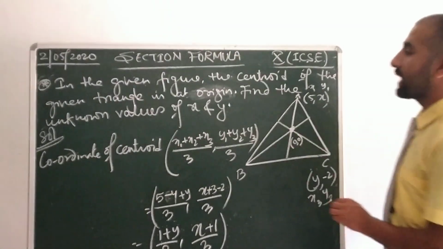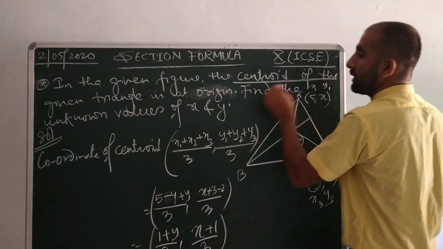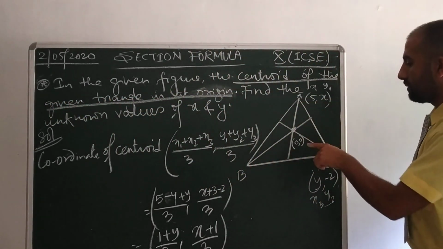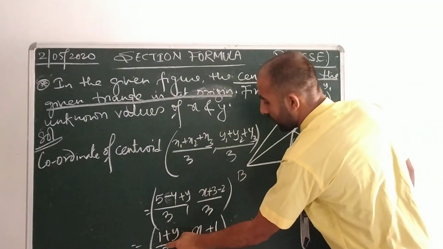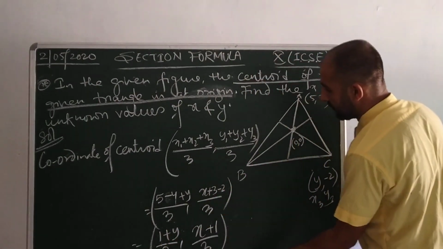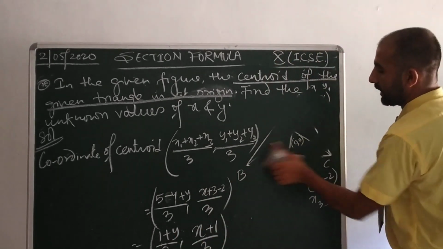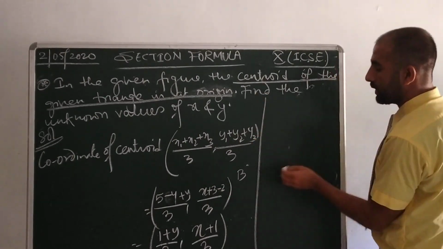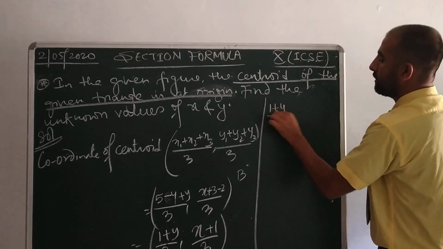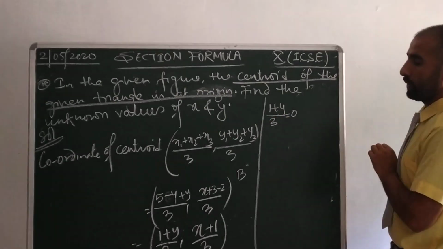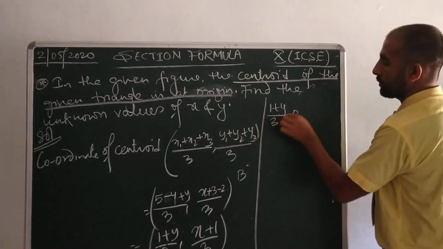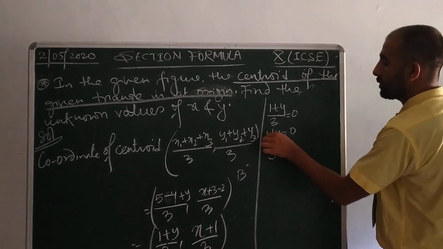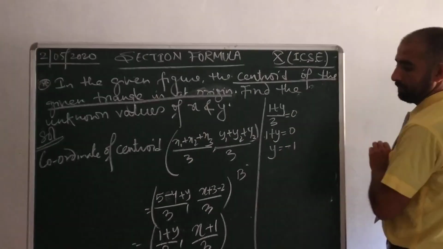But in the question what is given? Centroid of the given triangle is at origin. Origin means (0, 0). That means we are going to equate this with (0, 0), because it is given at the origin. Let's equate it one by one. If we equate (1 + y)/3 equals 0, then cross multiply. 3 times 0 is 0. That means 1 + y equals 0. That will give you y equals, bring this side, minus 1.